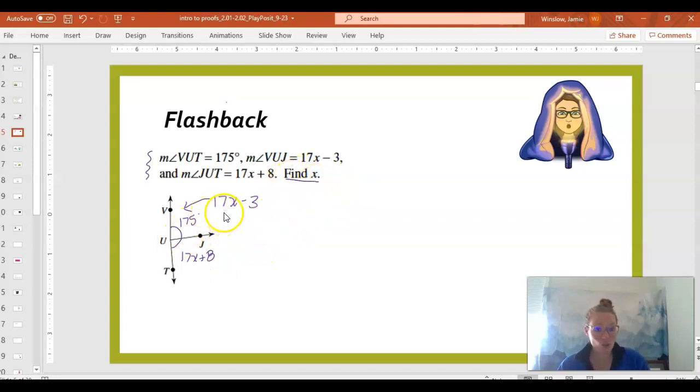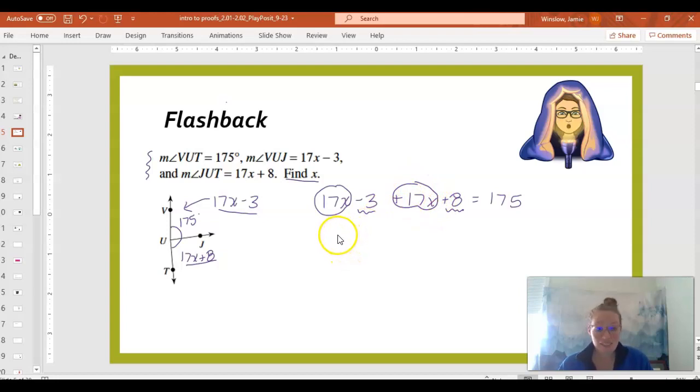Anytime we know the two parts, we know this part and this part all add up to 175. This is the angle addition postulate. We know the two parts added together, this one plus this one, equals the whole thing. And now we get to use our algebra. We're going to combine like terms: 17x plus 17x, and -3 plus 8. So 17 plus 17, what is that? 34. -3 plus 8 is +5.